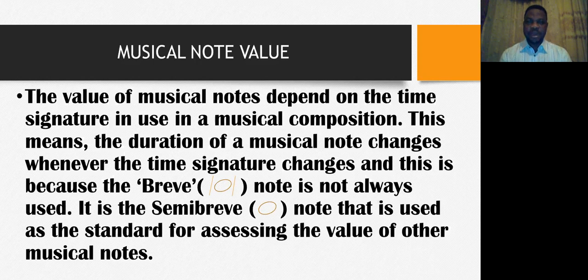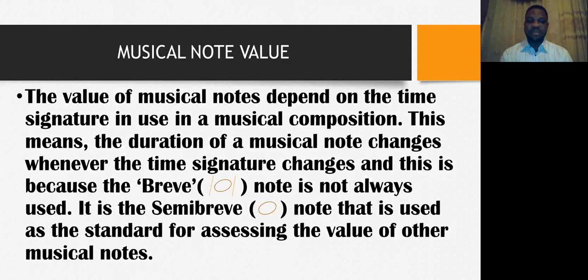But just know it and let it register in your mind that the value of any musical note depends on the time signature that is used in that composition. This means that the duration of any musical note changes whenever the time signature changes. Can you imagine that? Once the time signature changes, the value of that musical note, or as many of them as are used in that composition, are likely to change. The time signature is the determining factor of the value of any musical note. And why is it so?